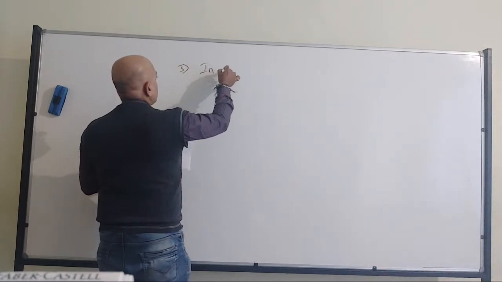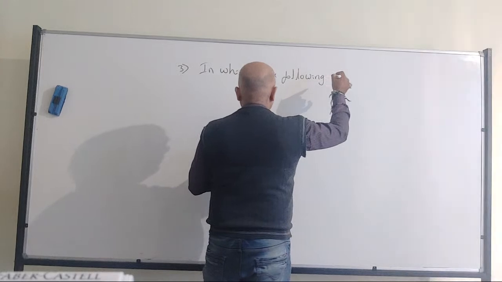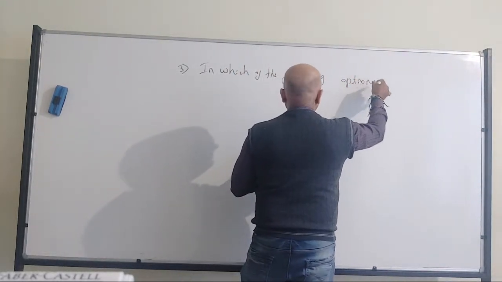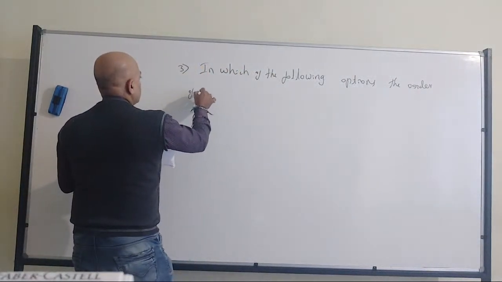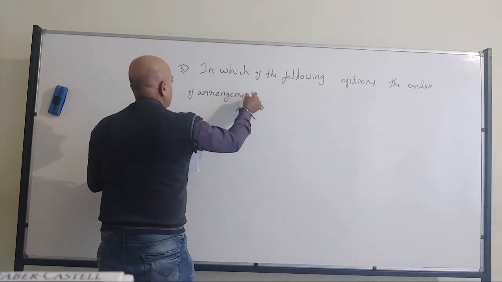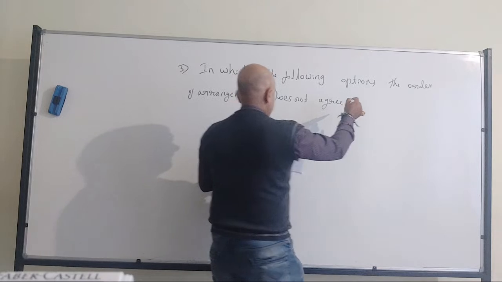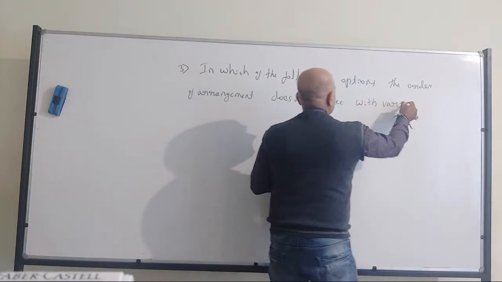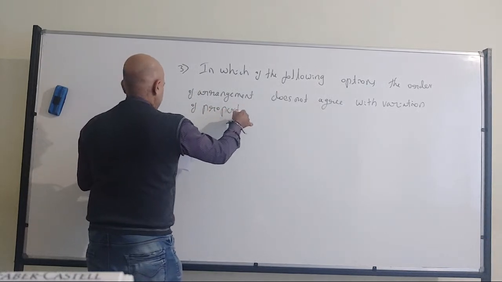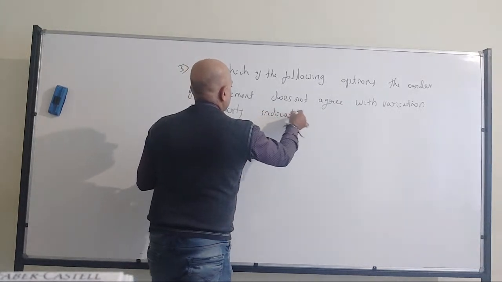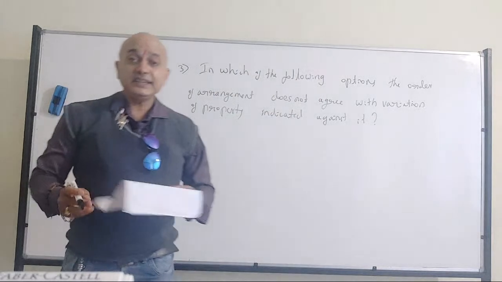In which of the following options the order of arrangement does not agree with the variation of property indicated against it? This is a NEET question.